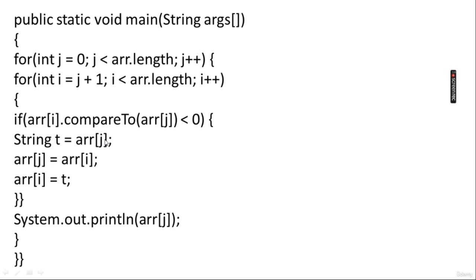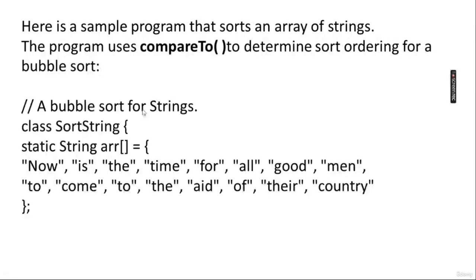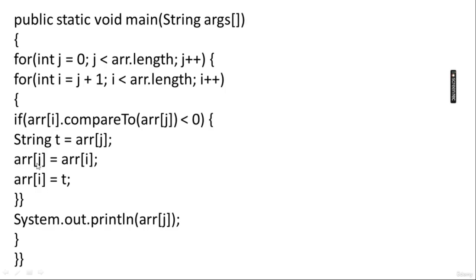Why is it done? If array[i], meaning the next string after now, is less in alphabetical order, if it is before this string, then it will be swapped and the lesser string is stored over here. So we will sort this array and then we will print this array in alphabetical order using this temporary string t.